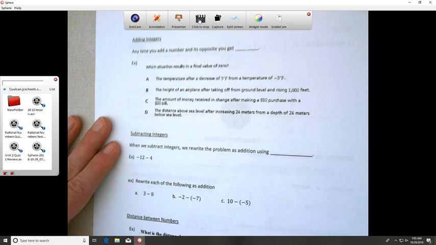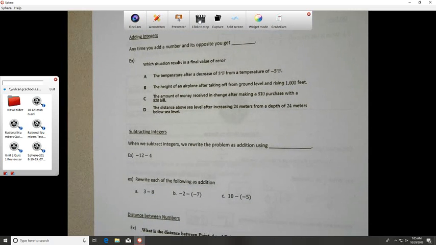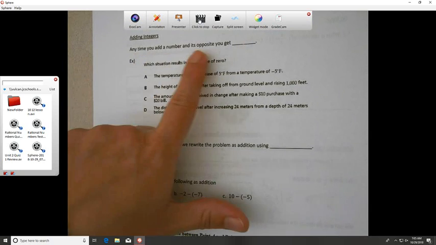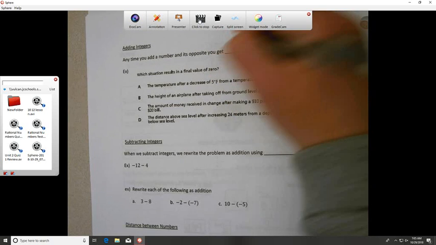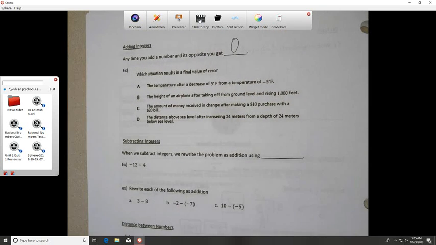The next thing we're going to look at here is adding and subtracting integers. So the big thing with adding integers, since you're using the calculator, the rules for adding integers aren't as important. The big thing that's important to remember is anytime you add a number and its opposite, you get 0. So you'll see word problems like this where it's asking you which is going to result in 0. You're looking for whichever situation is going to end up where you're adding a number and its opposite.